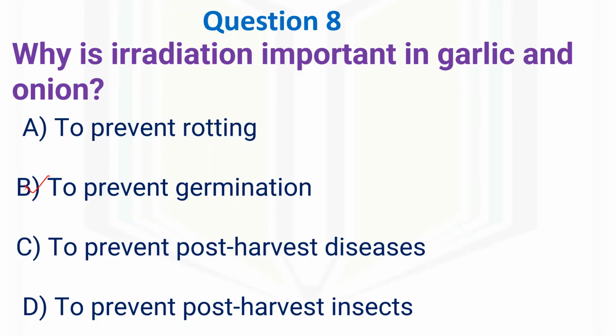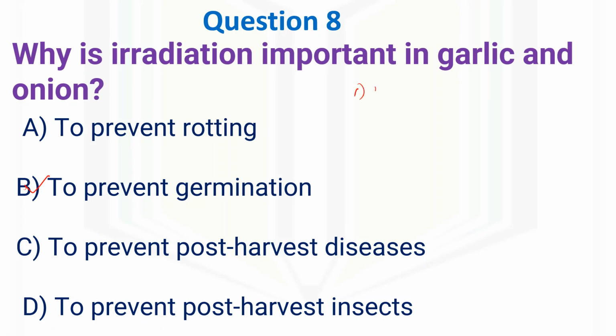So irradiation is a process which involves exposing the food products to a controlled amount of ionizing radiation or high energy electron beams, and this treatment is carefully calibrated to prevent the germination or the sprouting, and also it will arrest the growth of the microbes. So why is it important in garlic and onion? This is to prevent germination. Now how does it prevent the germination?